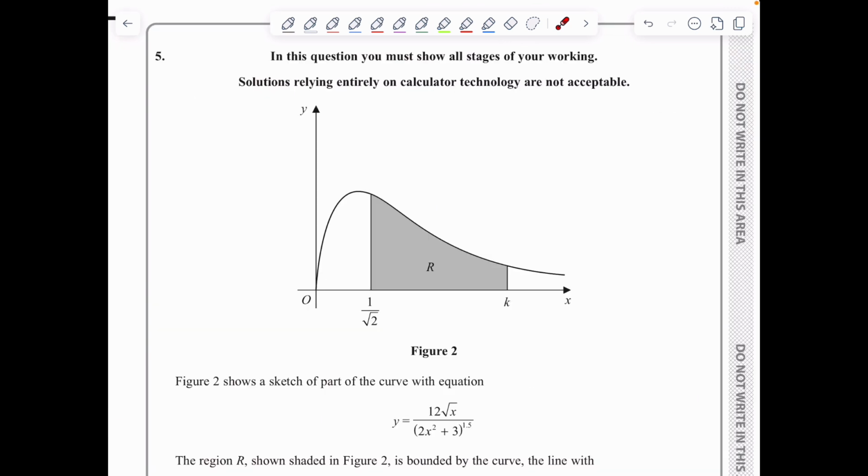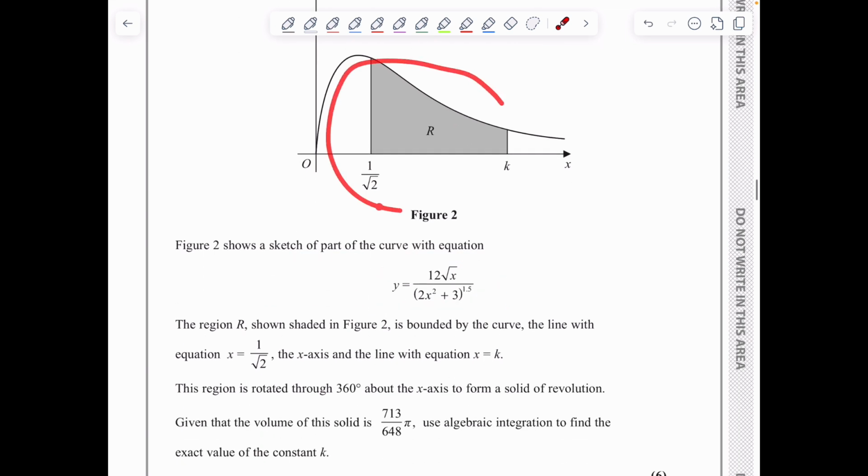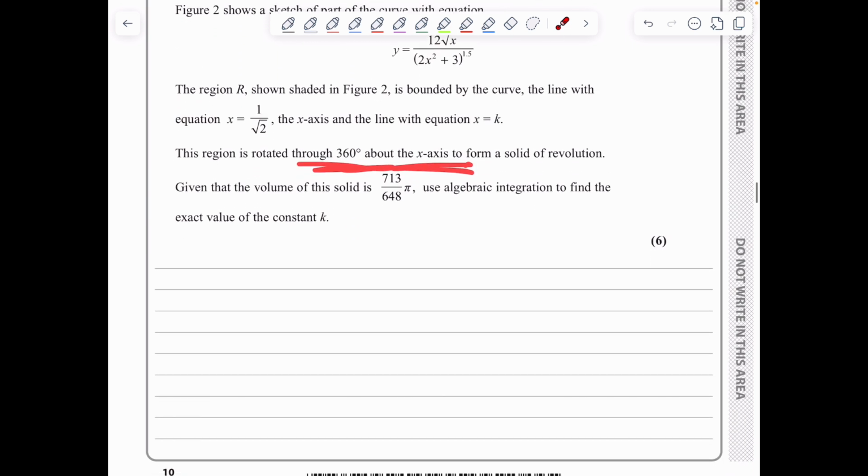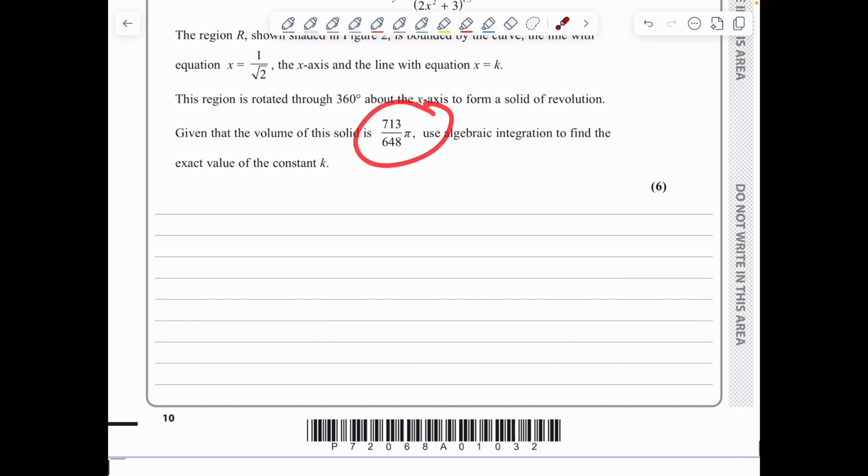In question 5, we're given a sketch of part of the curve with this equation. The region R is shown here, bounded on the left-hand side by 1 over root 2, on the right-hand side by k. It's rotated through a full revolution about the x-axis, and we are told that the volume of the solid generated is 713 over 648 pi, and we need to use algebraic integration to determine the exact value of the constant k. Well, we know that the volume of revolution is given by pi, the integral of y squared dx, with the limits being 1 over root 2 and k.